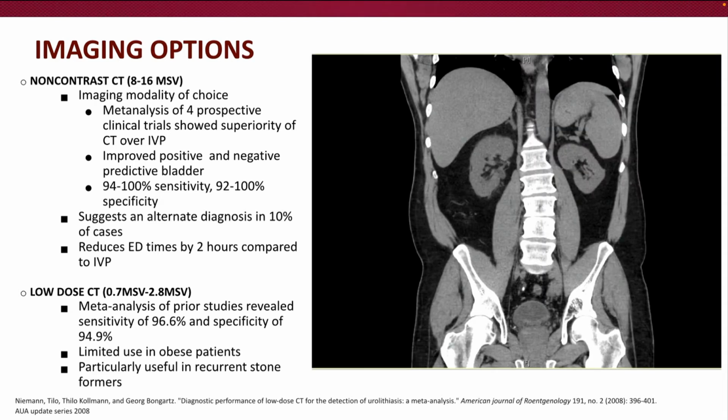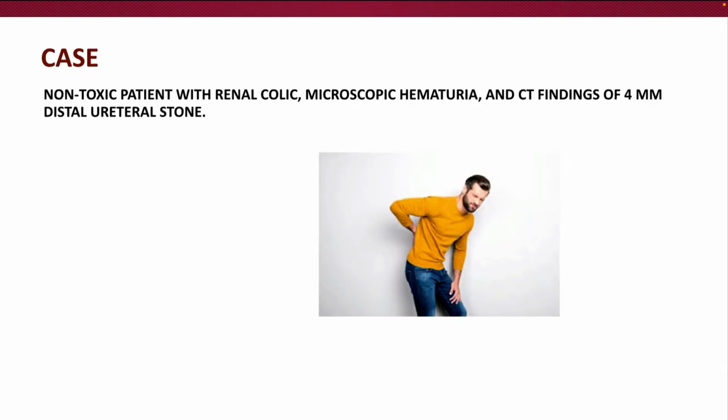Okay, so our patient, we got a CAT scan, and we got a little bit of mild right hydro, and then a stone down in the distal ureter, 4 millimeter stone. Okay, so our patient is non-toxic, renal colic, hematuria, CT findings of 4 millimeter distal ureteral stone. What do we do with this guy?